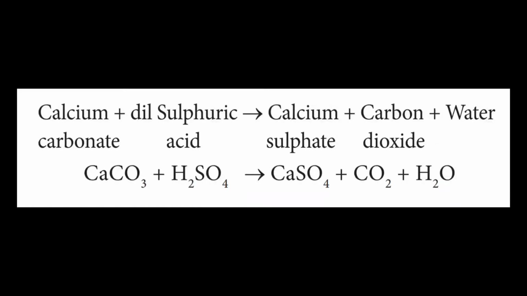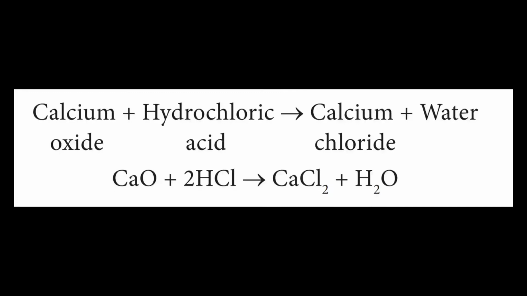The third case, reaction with metal oxide. Oxides of various metals react with dilute acid to form their metallic salts and water. For example, calcium oxide plus hydrochloric acid gives calcium chloride plus water.